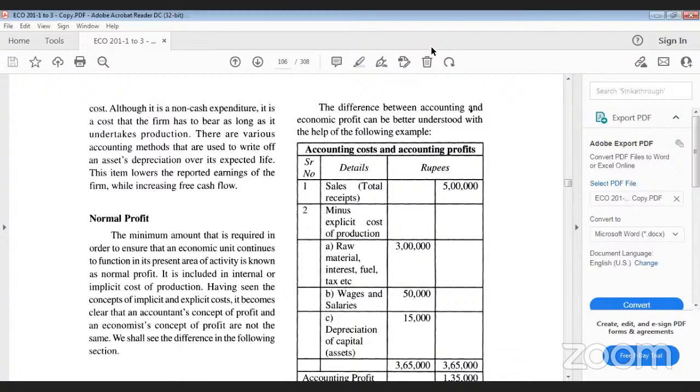It is a cost that the firm has to bear as long as it undertakes production, and there are various accounting methods that are used to write off an asset's depreciation over an expected life, and this tends to lower the reported earnings of the firm while increasing cash flow. Normal profit.